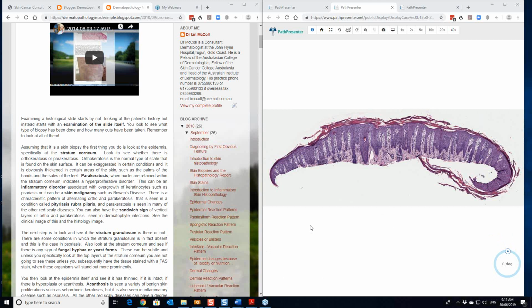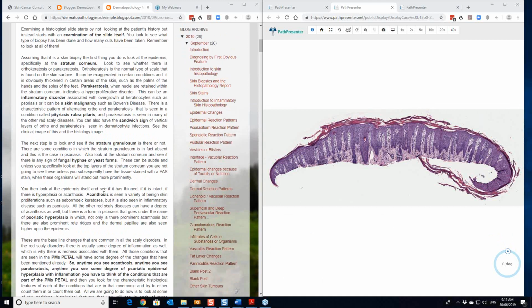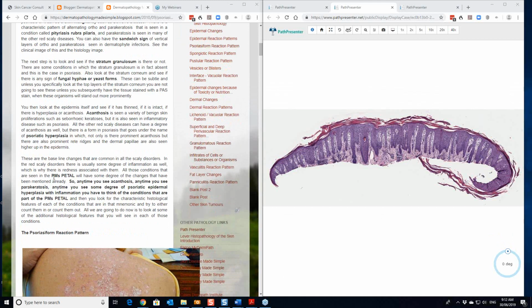Now, the psoriasiform reaction pattern is going to be seen in those conditions that are part of the mnemonic of the PM's pet, the little cat called Petal. So if we just have a little look at that mnemonic first, PM's pet, Petal, P-E-T-A-L: psoriasis, eczema, tinea, annular erythema, lupus, sometimes lichen planus.